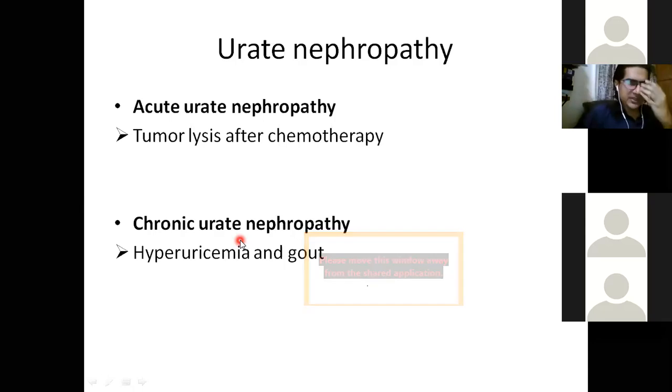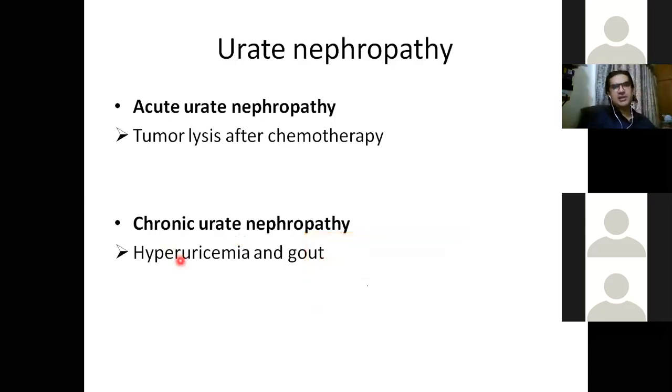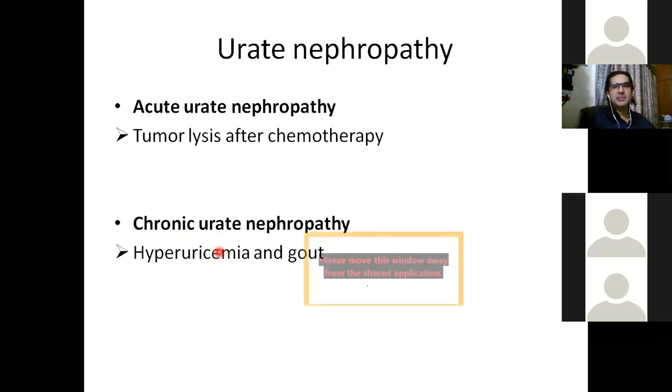Chronic urate nephropathy, the typical clinical scenario is of patients with gout. In gout there is hyperuricemia, but this is a chronic condition, right? And so these patients have a chronic hyperuricemia. So chronically, this uric acid would go and damage the interstitium, and it leads to chronic urate nephropathy, right? So this is acute urate nephropathy and chronic urate nephropathy.